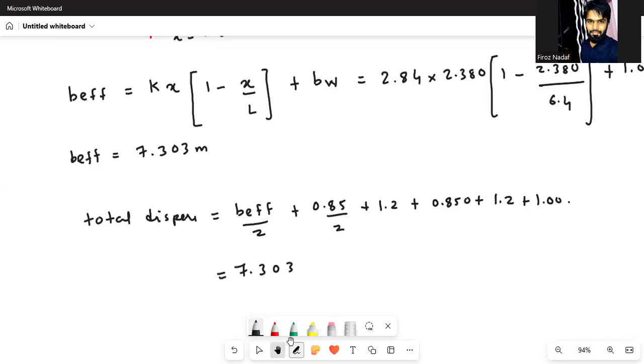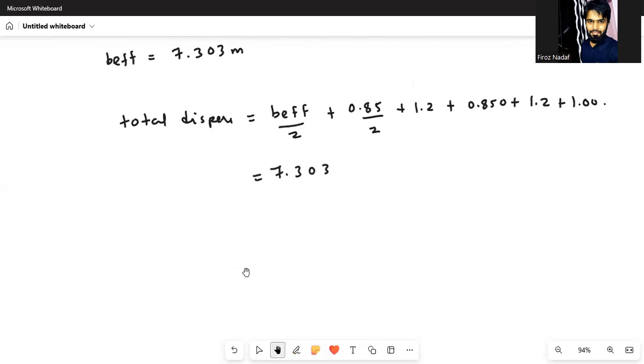7.303. So again, you need to find the intensity of the load. Total dispersion length will remain same, but the total dispersion width for the shear force will be different.